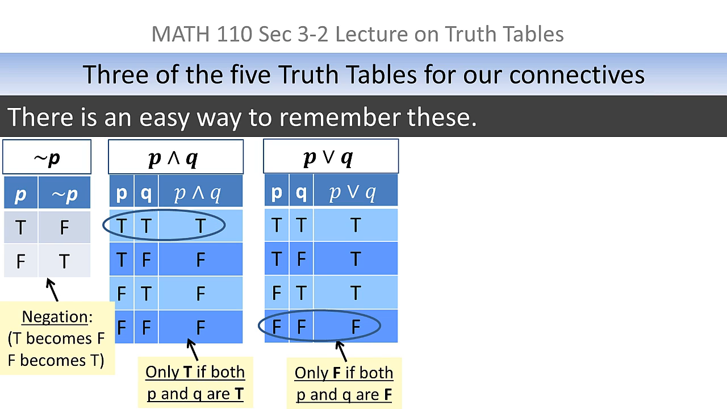Similarly for the or, there's only one place where the or is ever false, and that's only if they're both false. So my memory aid is to remember negation by remembering to change the truth value to its opposite, remembering and by remembering the one case when it's true, and that's when both P and Q are true. And for the or, remembering the one case when it's false, and that's when they're both false.